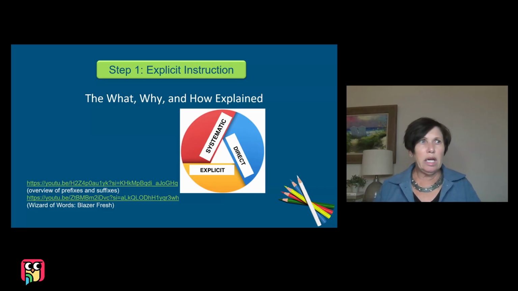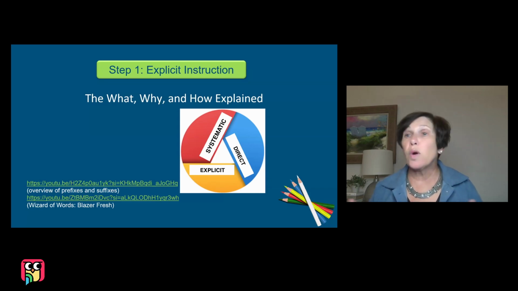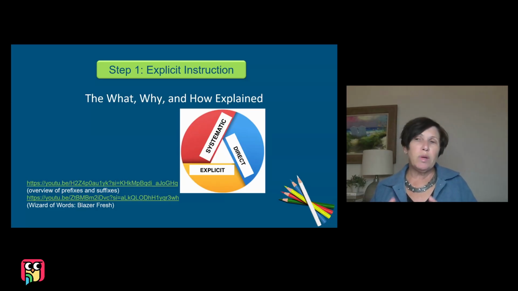sequential instruction means. Basically, to me the most important thing is making sure the students understand what we're working on, talking about those prefixes and suffixes, and also making sure as we move through activities that they have enough exposure to truly make it their own. That's what we're really looking at, and being able to apply that knowledge. Here are a couple of examples of videos that can be used for that morphological awareness. As part of explicit instruction, this will be the first part of it.